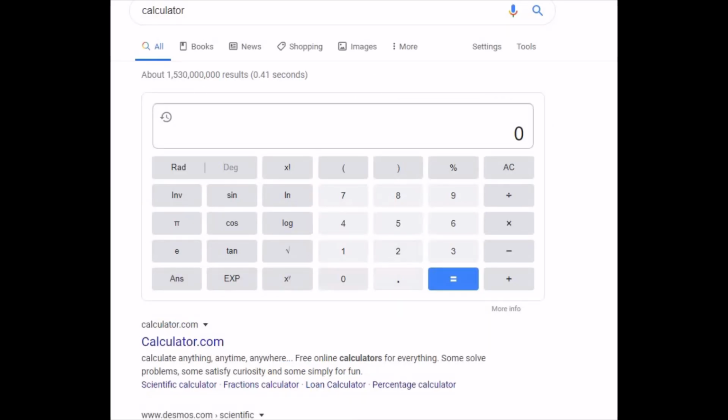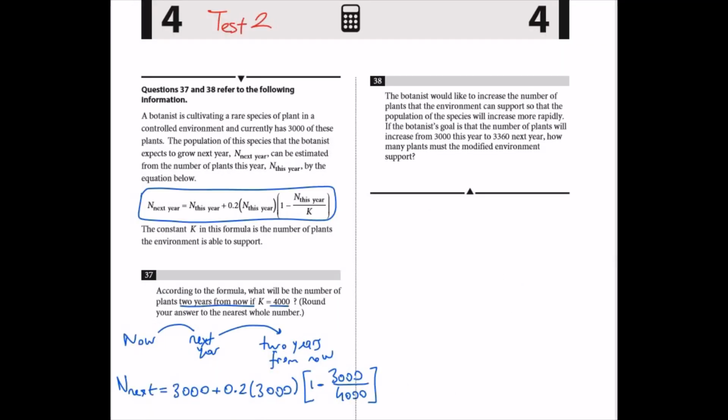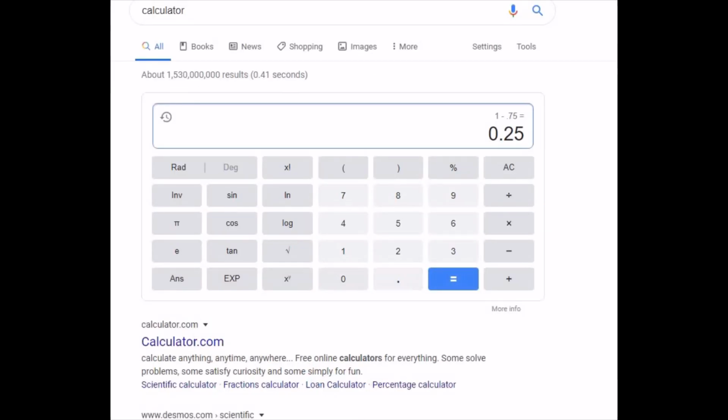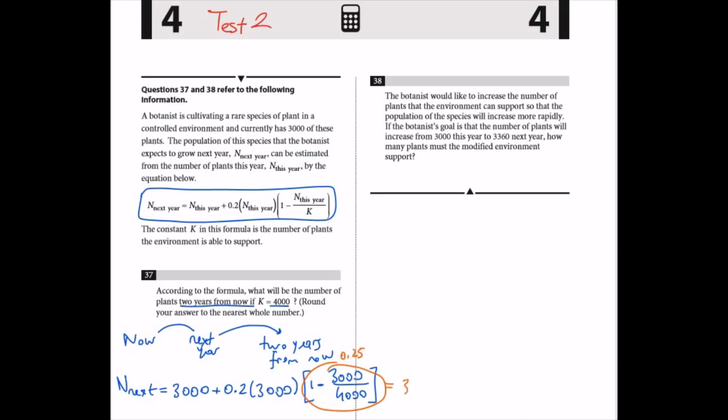So we're going to apply 0.2 times. First, let's calculate in the parentheses whatever we have in the end. 3000 divided by 4000 is 0.75, and 1 minus 0.75 is 0.25. So here we have 0.25. And 0.25 times 3000 times 0.2, so we have 150. And we have plus 3000. So we have 3150. So this function gives us 3150.